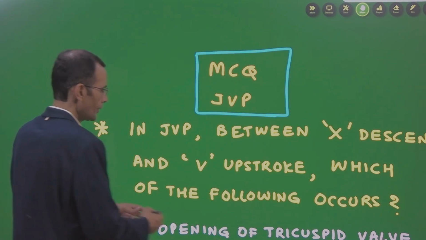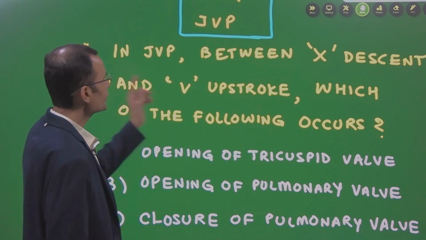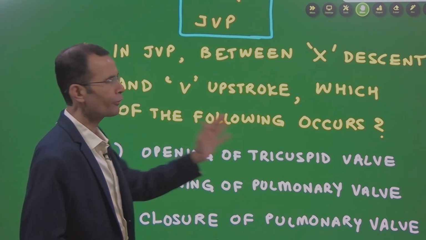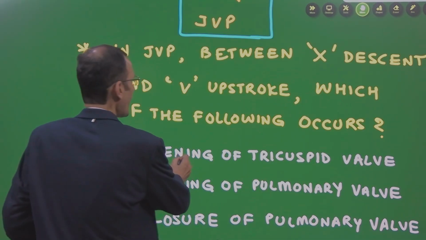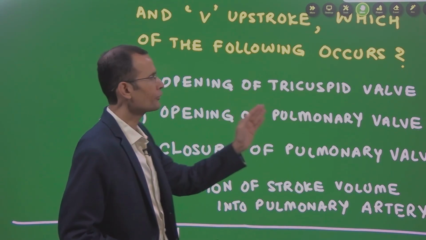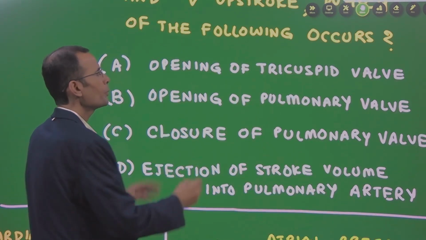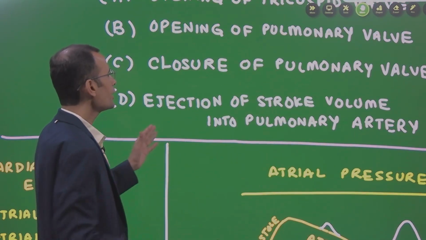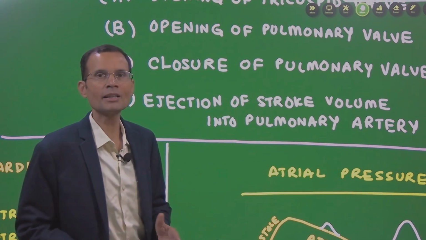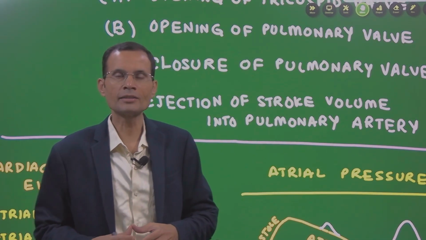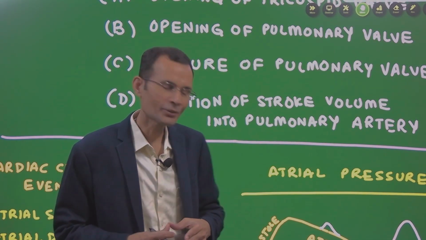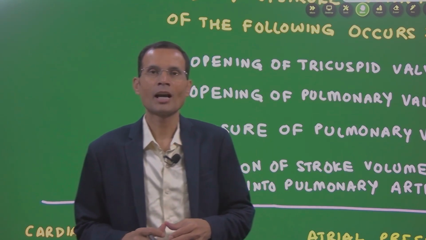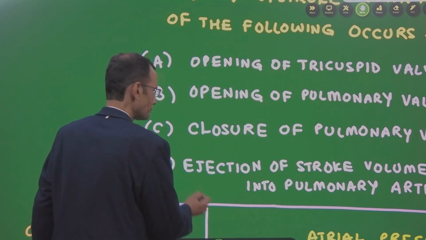Let's see. The question was this: in the JVP, between X descent and V upstroke, which of the following occurs? And the options are opening of tricuspid valve, or opening of pulmonary valve, or closure of pulmonary valve, or ejection of stroke volume into the pulmonary artery. You want to take this? Answer this? All right. The answer is closure of the pulmonary valve. And let's see why that's the answer.